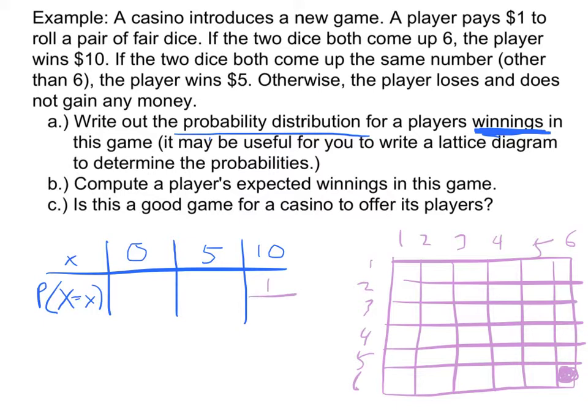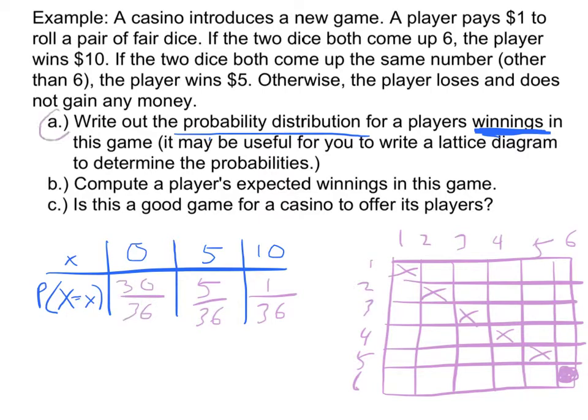That happens 1 out of 36 times. When will it happen that you win $5? Well, that happens at 1 and 1, 2 and 2, 3 and 3, 4 and 4, 5 and 5. That's 5 out of 36. Now, when will you win nothing? It's everything else. You could do that by counting, or you could do it by subtracting. There are 36 total squares here. We've already counted 6 of them. That means there are 30 of them left. So I have 30 out of 36 for that one.